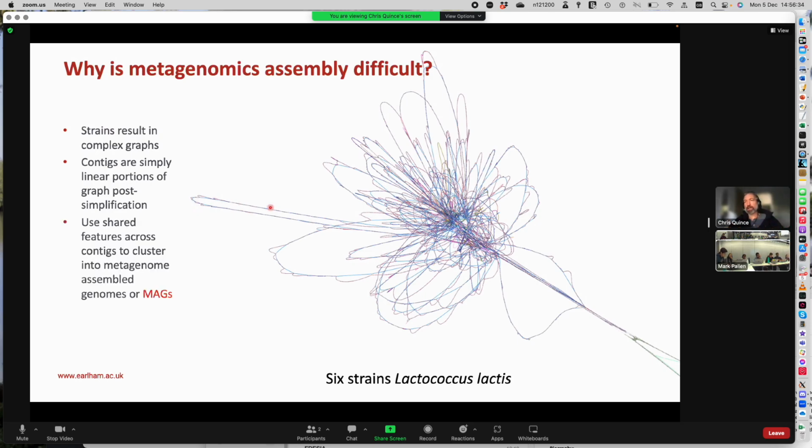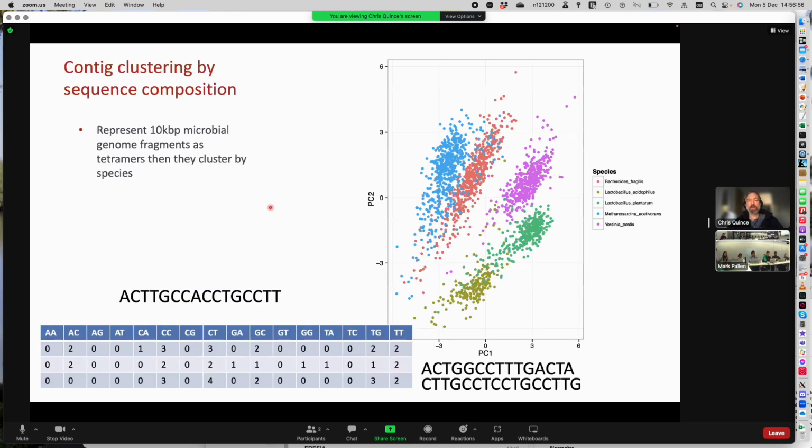So what can you do about that in terms of your analysis? And that's where MAGs come in. So with MAGs, essentially, we're looking for features that are shared across contigs that derive from the same species, that then enable us to cluster the contigs back together into the genomes.